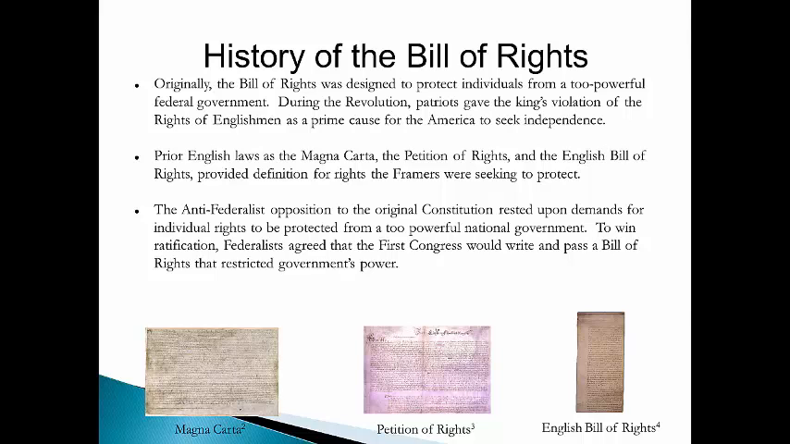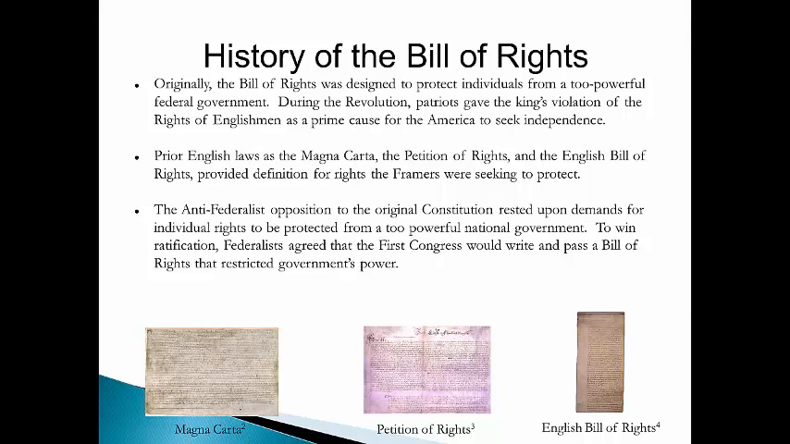After independence, the Anti-Federalists feared that the new national government would be just as inclined to violate individual rights as was the king. The new proposed Constitution permitted the national government to try individuals, which the Articles of Confederation never did. To get ratification in key states, the Federalists had to agree to amend the new Constitution with a Bill of Rights in the first Congress.